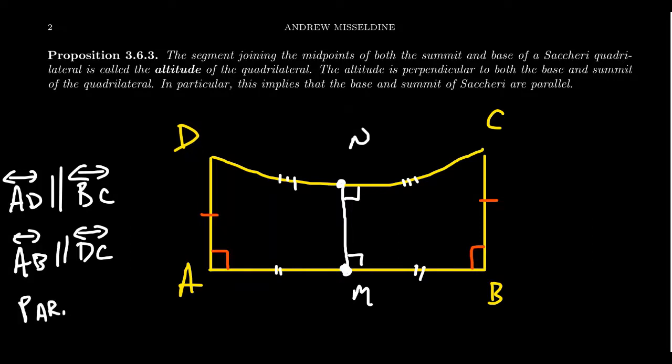What is a parallelogram? A parallelogram is a quadrilateral in which opposite sides are parallel to each other. So this proposition gives us this altitude and establishes that Saccheri quadrilaterals are parallelograms. And I want to mention here that the proof is basically done. Really, the proof is basically one line.